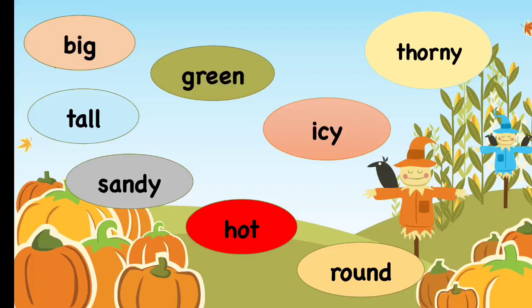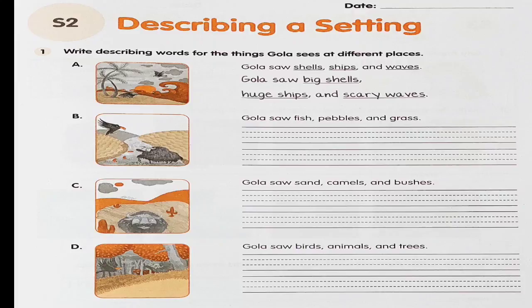Now I want you to open your English workbook to page 21, where you will find S2 describing a setting. Question 1 here says, write describing words for the things Gola sees at different places. Now if you look at the first picture here, this is the picture where Gola visited the sea with Muri. What did he find, or what did he see there at the sea? Gola saw shells, ships and waves.